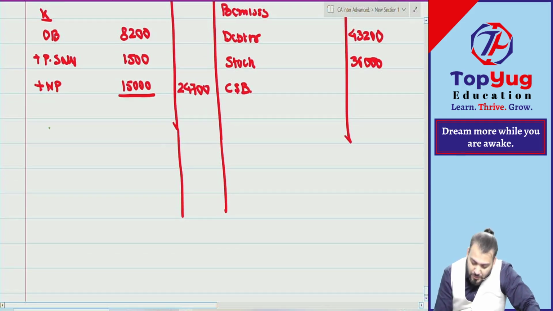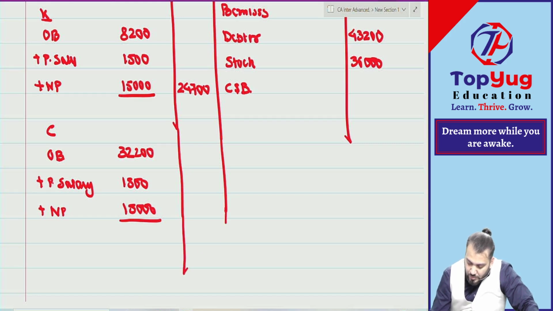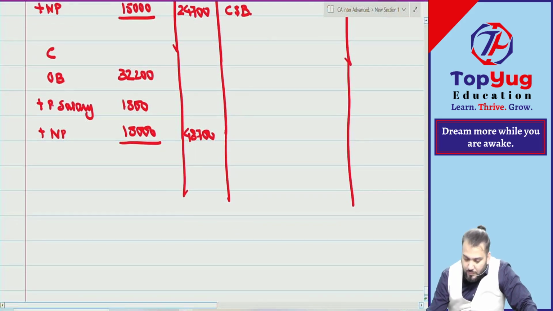What is the opening balance? 32,000, plus partner salary how much? Plus net profit how much? 48,000. Now can you give me all the liabilities?